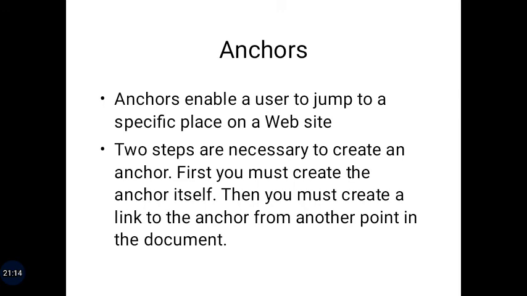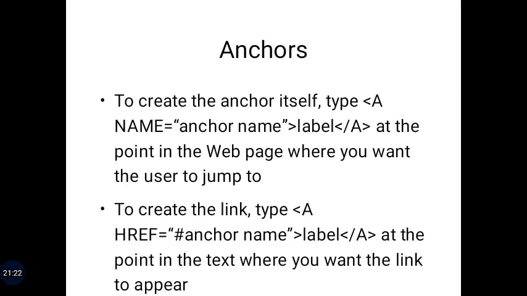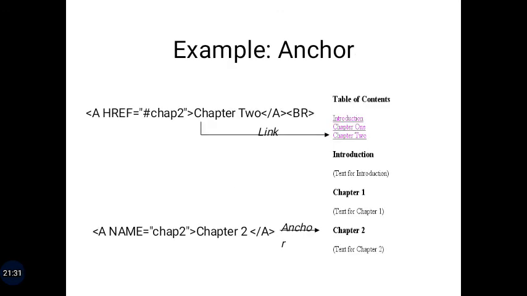Anchors, we've already talked about it, which is the A tag, the anchor tag, which enables the user to jump to a specific place on a website. Examples of anchors: these are what I'm telling you. When you're creating a hyperlink, it will have a different color from all the other text in your document. So you see the table of contents. This means you're linking to a different point or a different location.